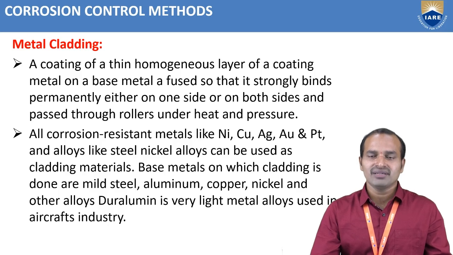So metal cladding means the base metal is coated with a dense layer of another metal. The base metal is sandwiched between the metals, then passes through the rollers. When we apply temperature and pressure, we get the sheet, and that sheet is called a metal cladding sheet. These are mainly used in aircraft industries.